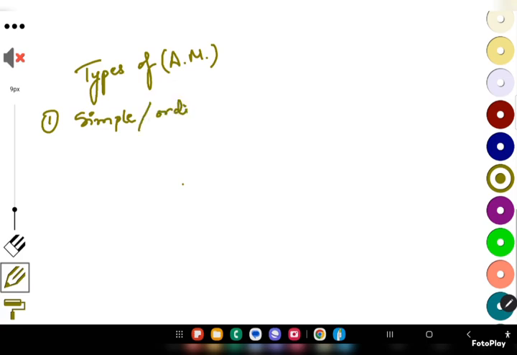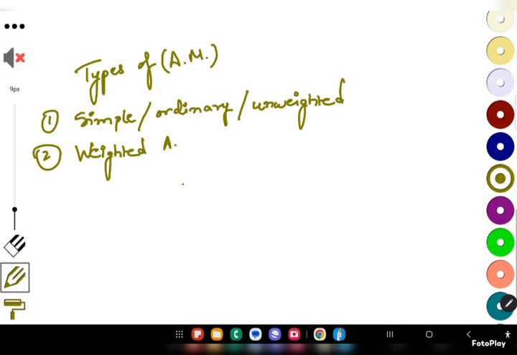Then comes the types of arithmetic mean. So there are basically two divisions. The first is simple, ordinary, or unweighted mean, which we just did, where capital X bar is equal to sigma x upon capital N. The other category is weighted average mean. Now what is the difference? It's represented by capital X W, in subscript, which will be equal to sigma wx upon sigma w.